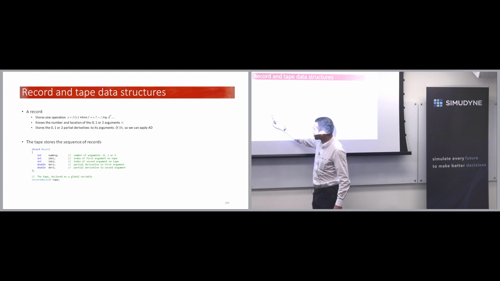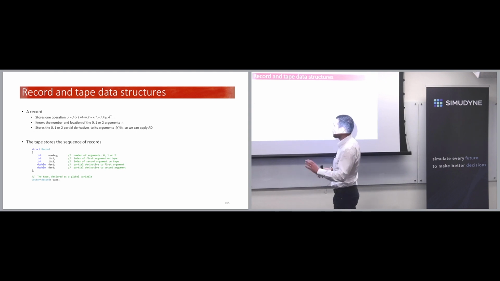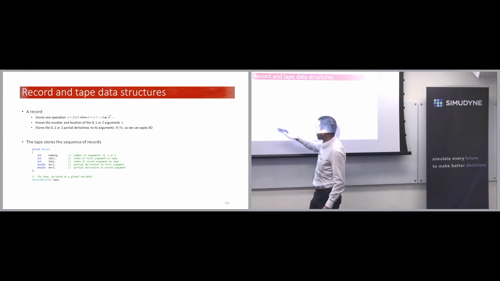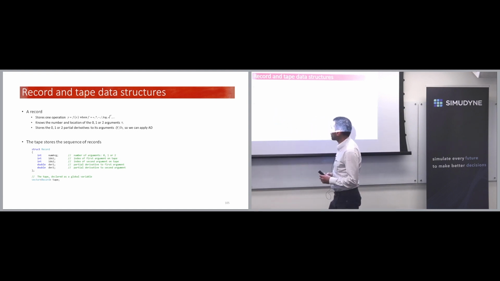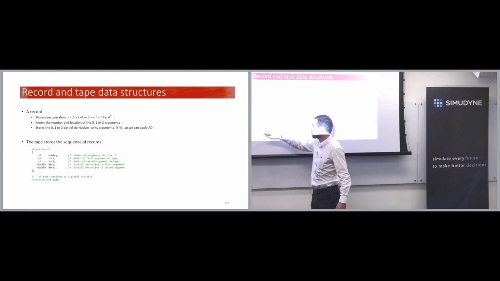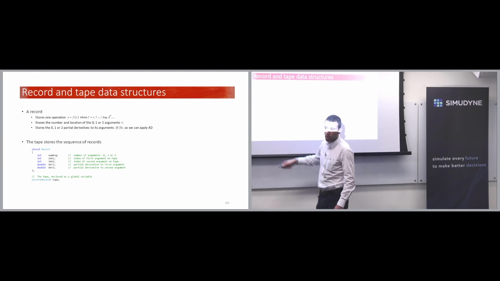So again, we have one record per operation. An operation can have 0, 1, or 2 arguments. A record contains the number of arguments, the indices, the locations of the 2 arguments, and the local derivatives of this intermediate result with respect to the arguments. And we declare as a global variable a global tape, which is a vector of these, a sequence of these records. Yeah?